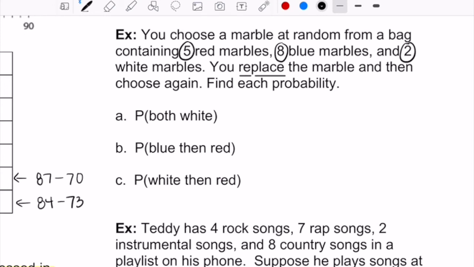So for the first part, the probability that if you pull out 2 marbles with replacement, both of them will be white. For the first pull, you have 2 possible ways of succeeding. There are 2 white marbles in the bag out of 15 total marbles. And then you put the marble back.